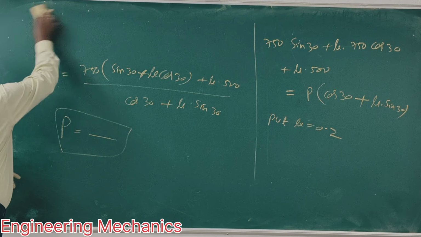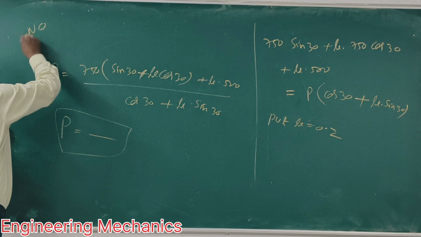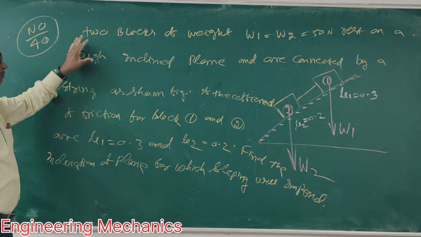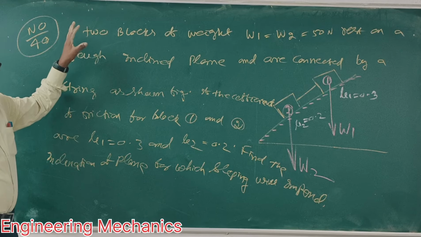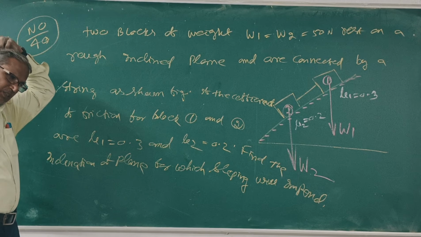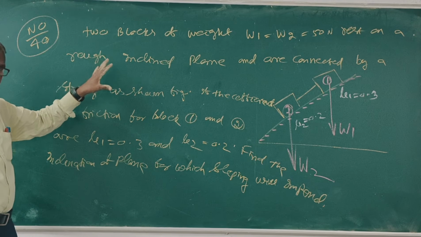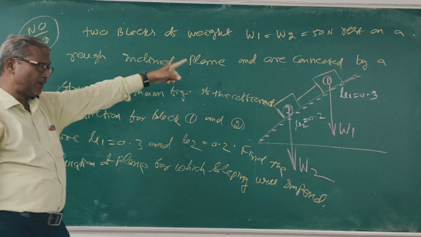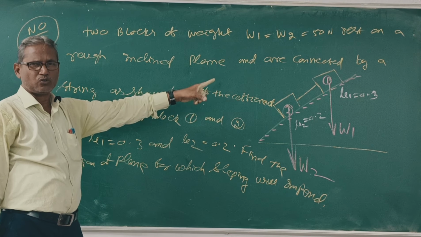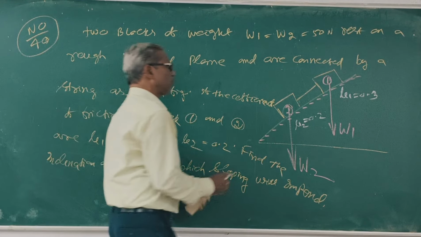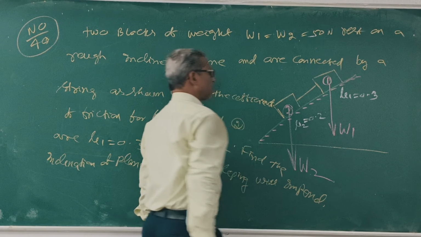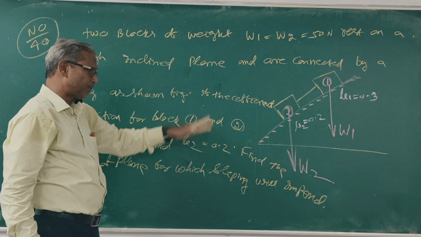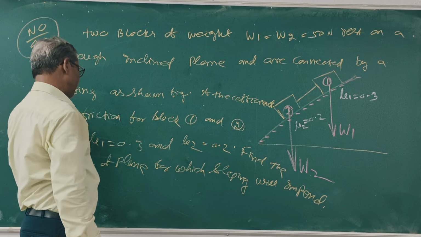Number 40. This is question number 40. This is also a very important question. This is a short question for the BPUT examination. Now the question is, two blocks of weight W1 is equal to W2, both are 50 Newton, rest on a rough inclined plane and are connected by a string as in the figure.